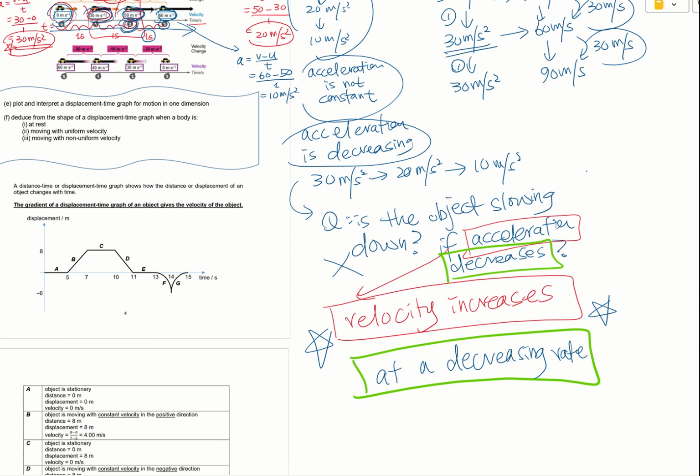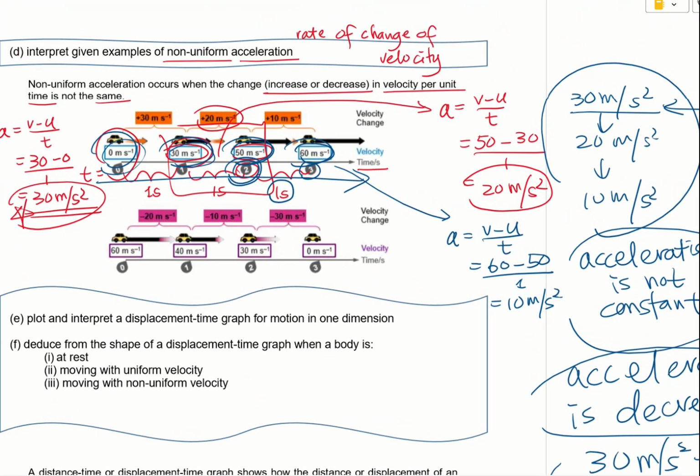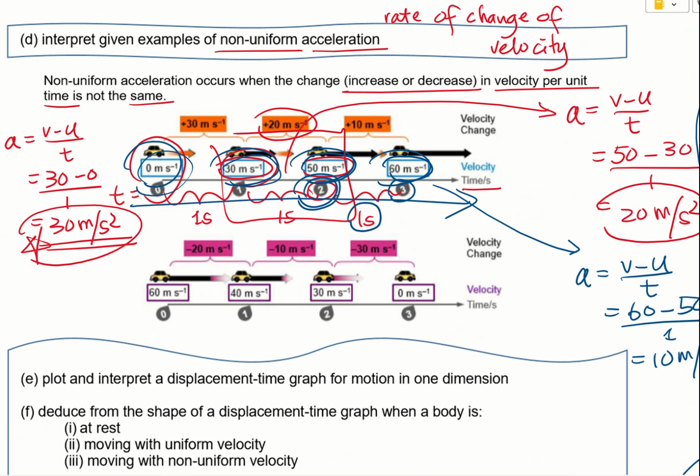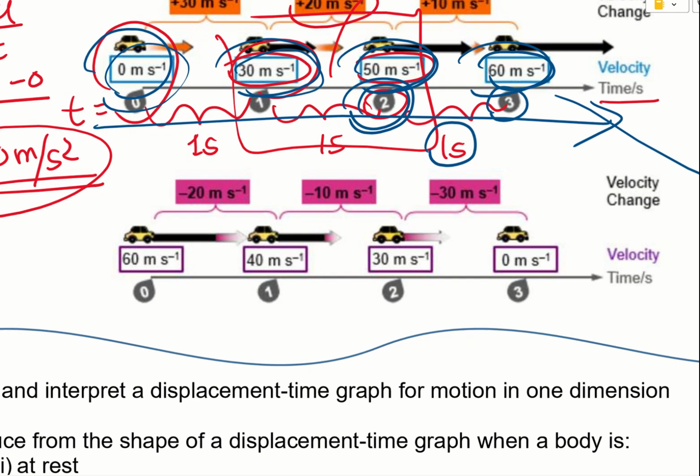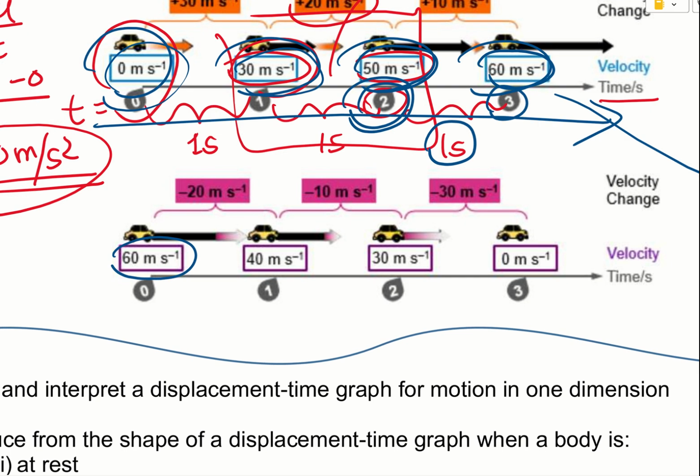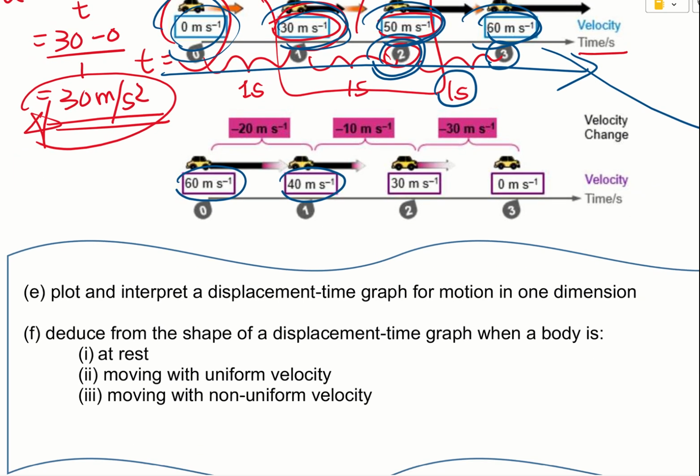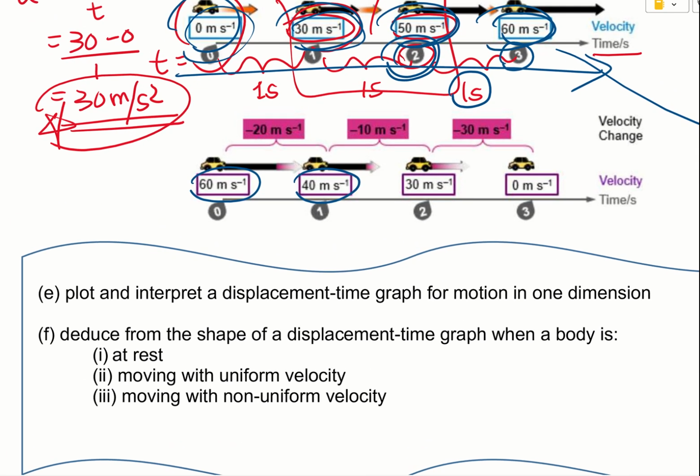So besides non-uniform acceleration, there will also be non-uniform deceleration. So you can look at this. Initially, it was 60 meter per second. After 1 second, the velocity decreases to 40 meter per second. So maybe you do the calculation.